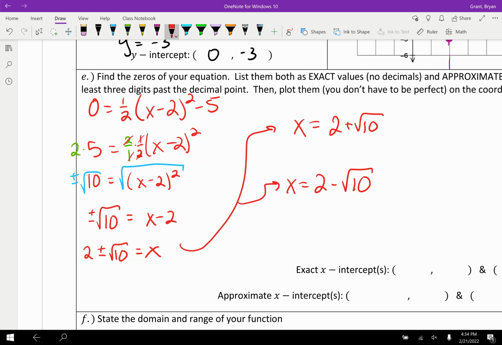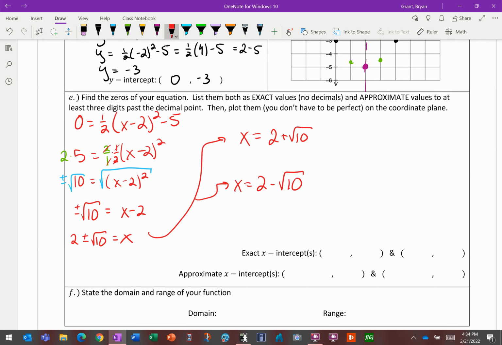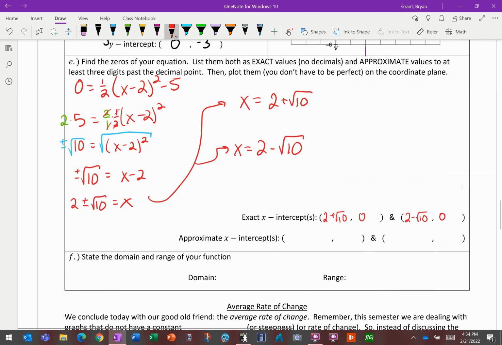So just like before, we should probably go ahead and actually find decimal approximations here because we want a graph, right? We do have the exact x-intercepts. We can totally put those down here. You kind of have to write a little small. We know one of them is 2 plus the square root of 10, comma 0. And the other is 2 minus the square root of 10, comma 0. But that doesn't help me for my graph up here. So let's find those decimals.